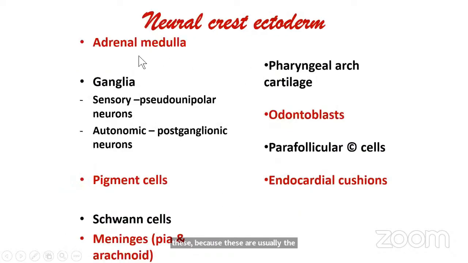Then neural crest cell, adrenal medulla is from the neural crest cell, that you should be remembering. Then you have the pigment cells, then you have the meninges, pia and arachnoid, then odontoblast, endocardial cushions, all these are from the neural crest cells.